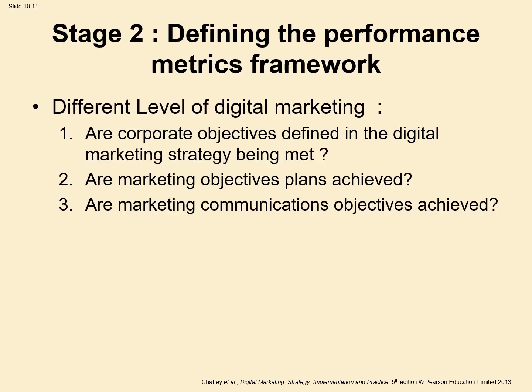On the first stage, we talked about how to create the system for performance management. On stage 2, we continue with defining the performance metrics framework. But before we go further, there are several things we need to do. The first one: are the corporate objectives defined in the digital marketing strategy being met? When you create a performance management system, we have to make sure it is in line with the corporate objectives, and also in line with the marketing strategy itself.